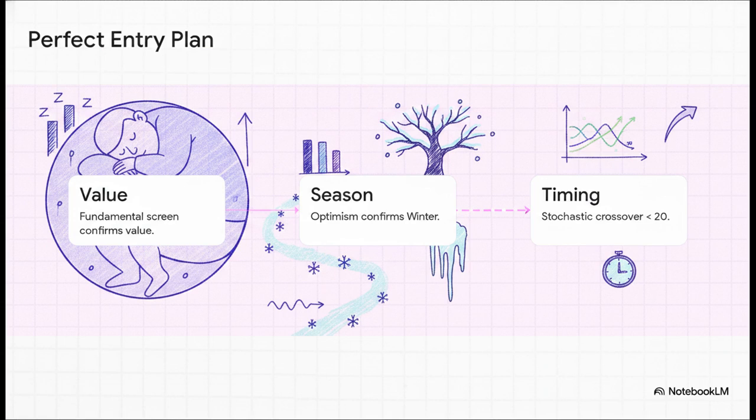Step 1. Your fundamental screen confirms you've found a great, high-value company, the sleeping giant we talked about earlier. Step 2. The percent optimism strategy confirms the broad market is in the winter season, meaning you are buying alongside macro-level fear. Step 3. A stochastic crossover below 20 on the daily chart confirms your exact entry timing. Grouping fundamental analysis, macro technicals, and micro timing together like this creates an incredibly high-confidence trade.